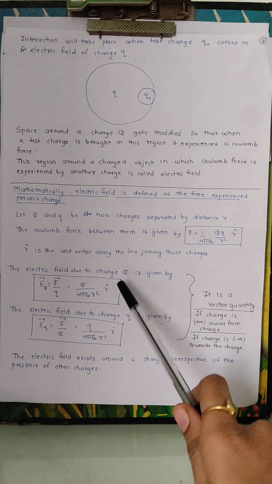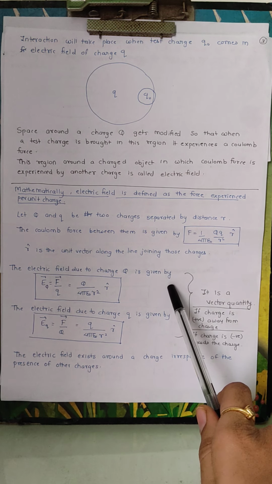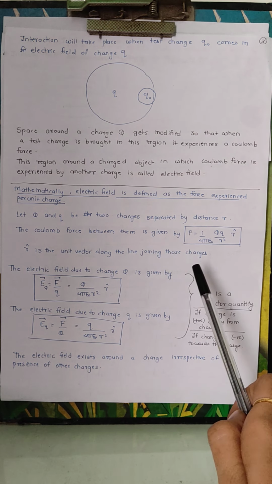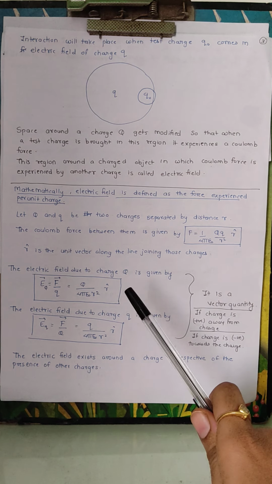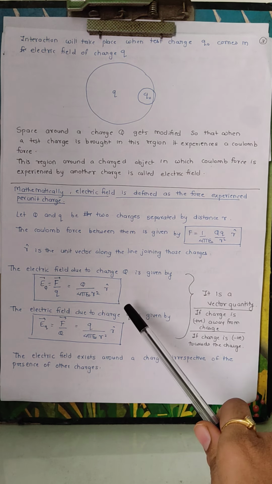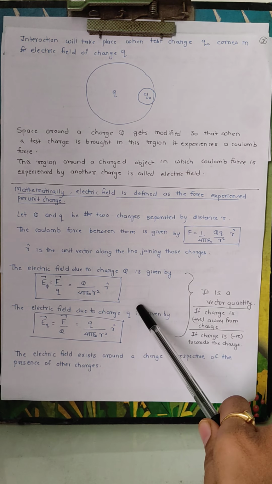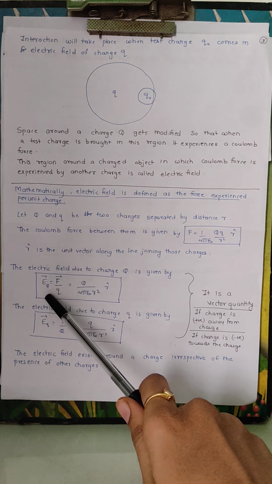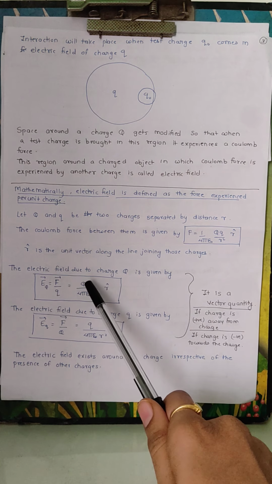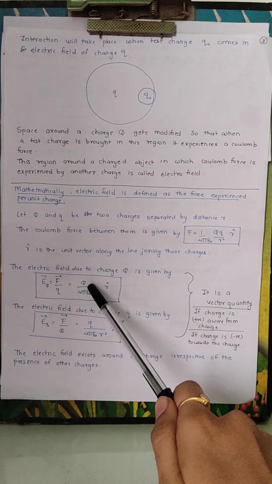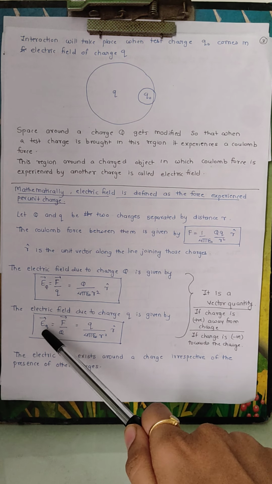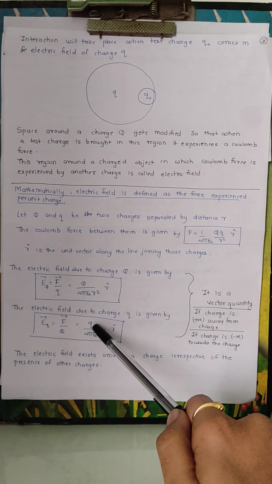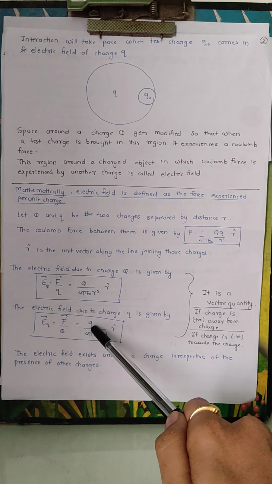The electric field due to charge Q is given by F upon small q. Just remember that whenever you are finding the electric field for any charge, you have to divide by the other charge. I am finding the electric field for capital Q, so in my expression the charge which will come here is capital Q. If I am calculating the electric field for small q, the charge which will come in the expression will be small q.